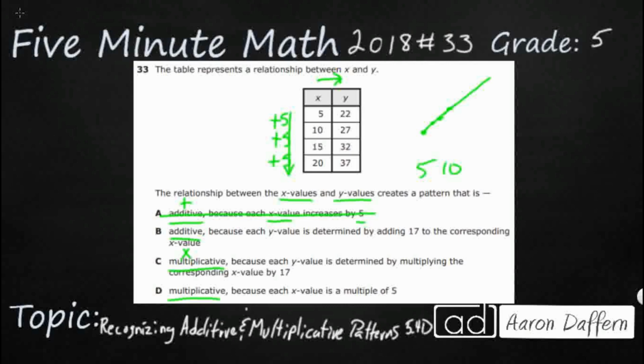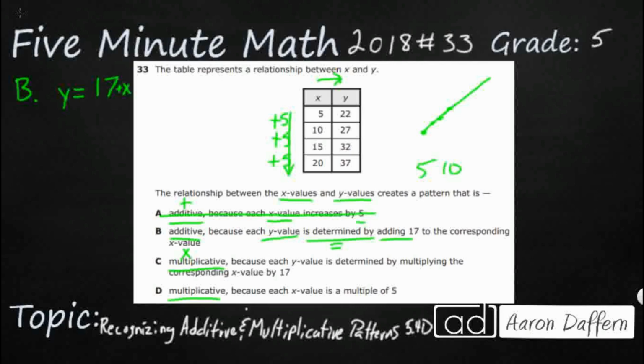Let's look at B. B says it's additive because each y value is determined by adding 17 to the corresponding x value. Okay, so we can do this. So each y value, so I'm going to write this is going to be our B, and we're going to say y is determined by, so this is equal, adding 17 to the corresponding x. So adding 17. All right, so we will just say 17 plus x.